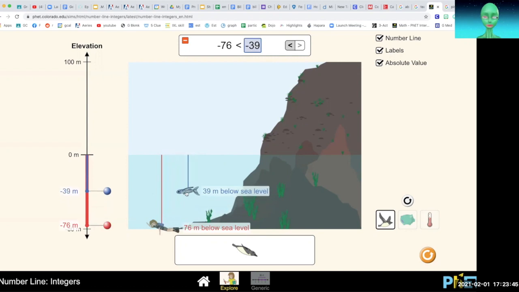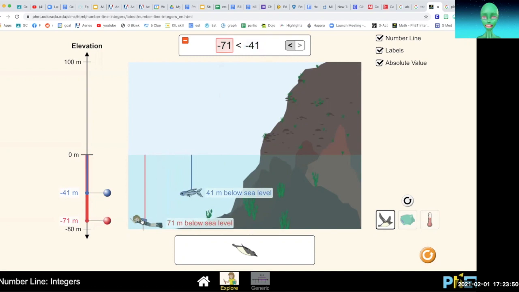Okay, so if I were to compare these right now, the girl is at negative 71. And if you look up here, negative 71 is less than negative 41, right? So here's our fishy. You would think, oh, 71, that's a bigger number than 41, but that's not true. If you look on this scale, the girl is at the red, which is negative 71, which is lower or less than the fish, which is the blue one, at negative 41. So it's a really important thing to understand. Negative 71 is smaller or less than negative 41.